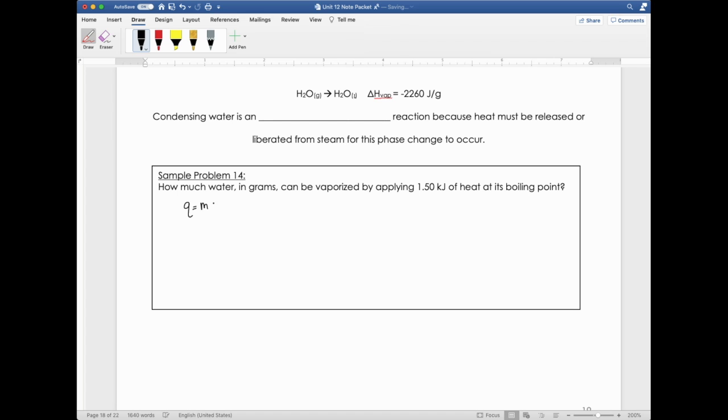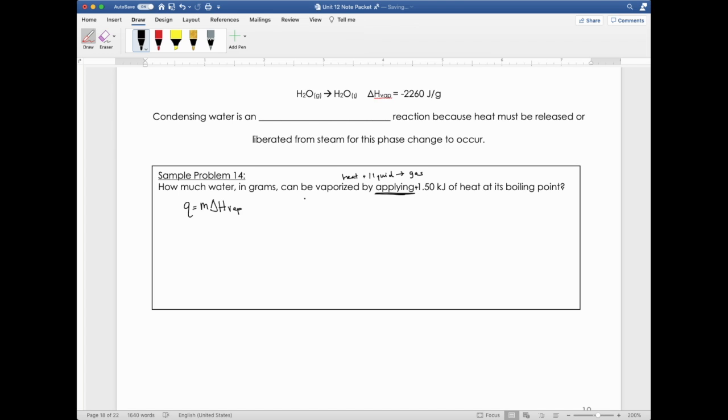So Q equals M times the enthalpy of vaporization. And I do have to apply that much heat to this. So in this case, because I am going from a liquid to a gas, in order to do that, heat plus a liquid gives us a gas. So my value here is going to be positive. So this right here should be positive 1.50 kilojoules.